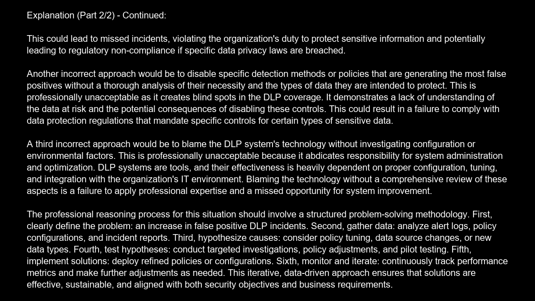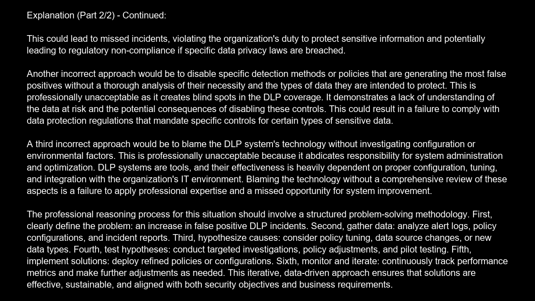The professional reasoning process for this situation should involve a structured problem-solving methodology. First, clearly define the problem, an increase in false positive DLP incidents. Second, gather data, analyze alert logs, policy configurations, and incident reports. Third, hypothesize causes. Consider policy tuning, data source changes, or new data types.